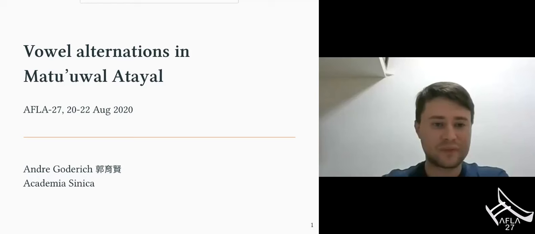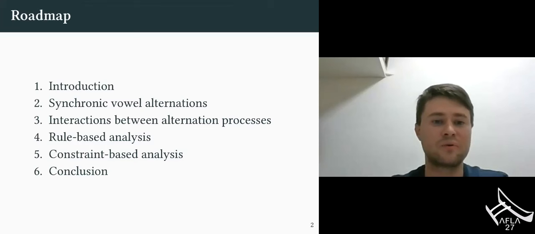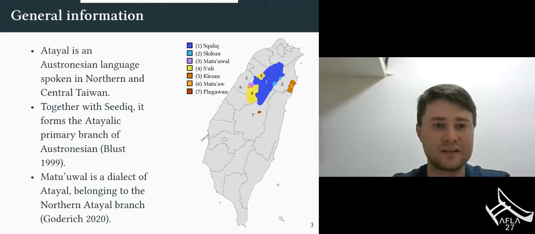All right, we have a lot of ground to cover, so I'll just start. I'll talk about synchronic vowel alternations in Matu'uwal Atayal. I'll talk a bit about what the language is and where it is, then introduce the synchronic vowel alternations. More precisely, we'll talk about the interactions between the different alternation processes and then provide a rule-based analysis and a constraint-based analysis, and conclude that neither one nor the other is actually perfect for the data that I have at hand. So let's start.